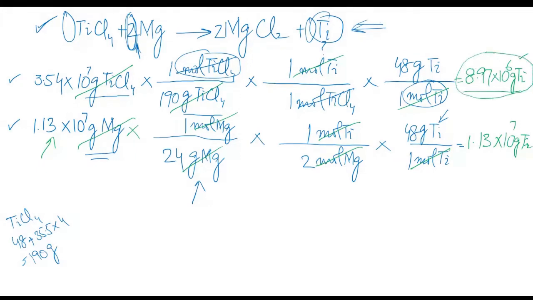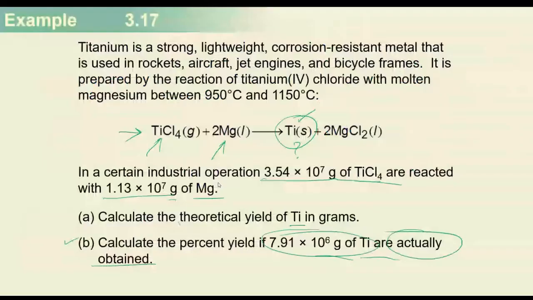Now, can I ask you one more question? Which of these, titanium chloride and magnesium, which is a limiting reactant? Titanium chloride. Excellent. Very good. Okay. So what is your theoretical yield? This one. This is your answer. Your smaller answer is your theoretical yield. So what is your actual yield? It is given in your question. Guys, remember, actual yield will always be given in your question.